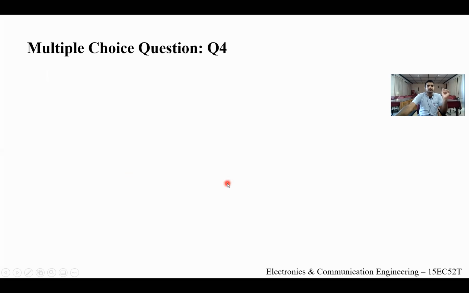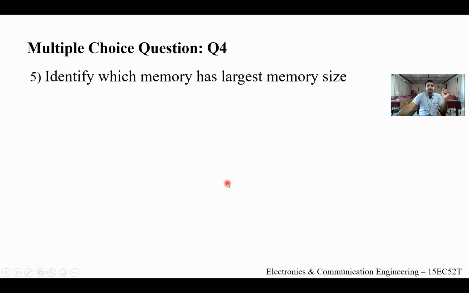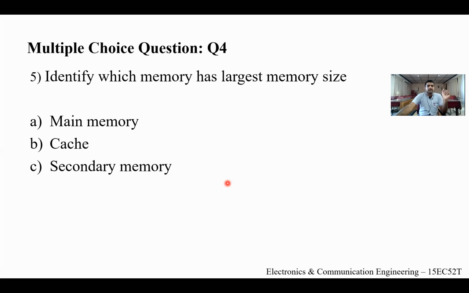Fourth question, identify which memory has the largest memory size. In size, which memory has the largest size? Main memory, cache, secondary memory, flash. We already discussed the secondary memory is the largest size and cost is less.